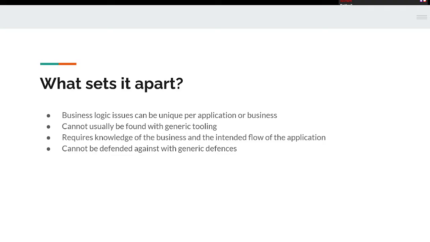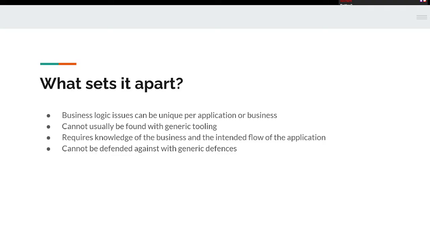For example, the dodgy user input characters, like the minus values and all that, they might be able to find. But when it comes to missing steps or doing an intended flow in a different order, that's where it's going to fall over. You're not going to be able to find this sort of thing with tooling, not normal tooling anyway. And it requires knowledge of the business and the intended flow of the application.